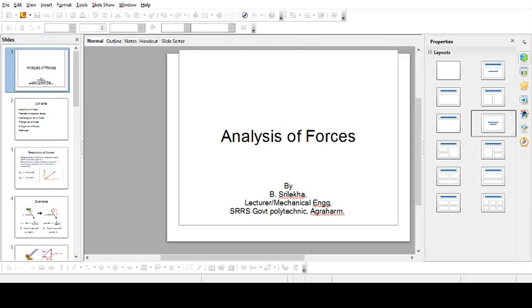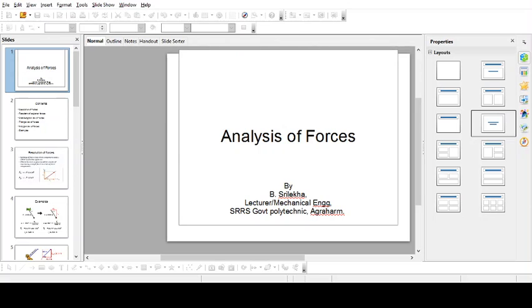Resolution of forces is nothing but division of a single force into two components. Simply we can say it as a single force is replaced by two or more forces having the same effect. So in this we can see a diagram. F is a force which is denoted by the red color. So this force F, its effect can be divided into two components. One is Fx and the other one is Fy.